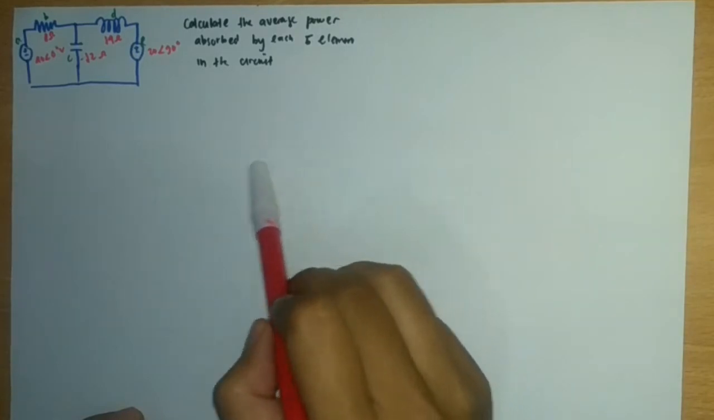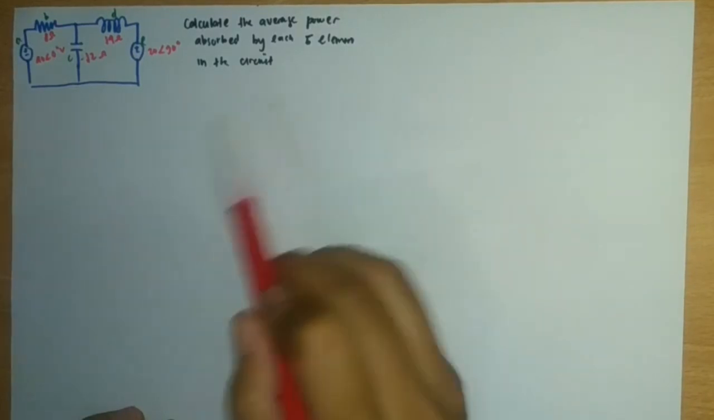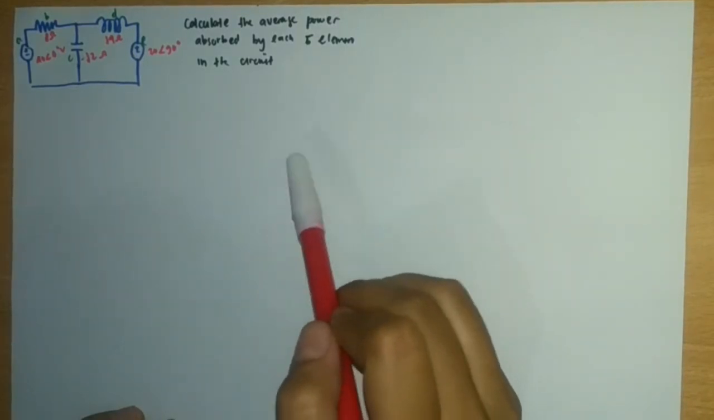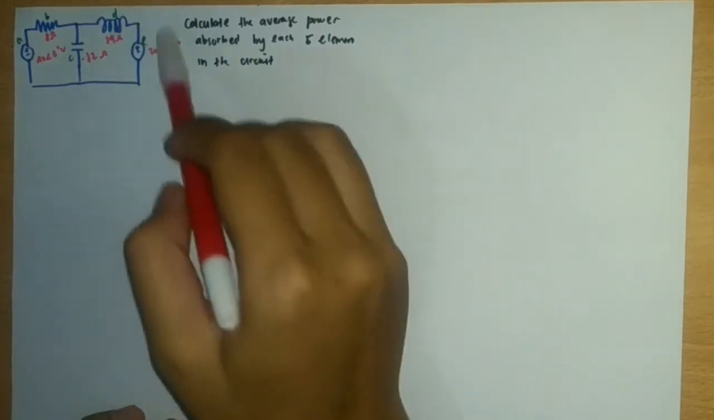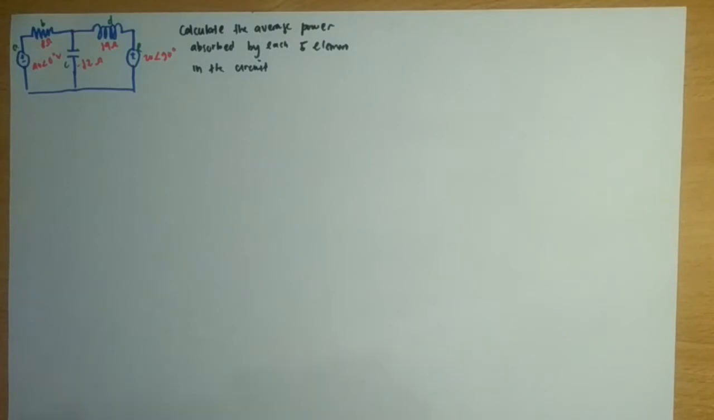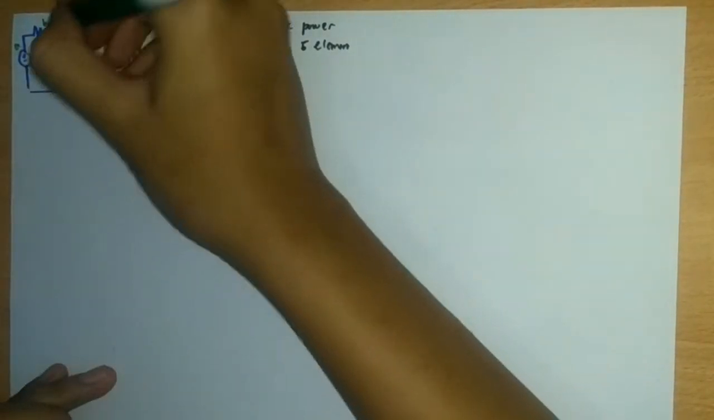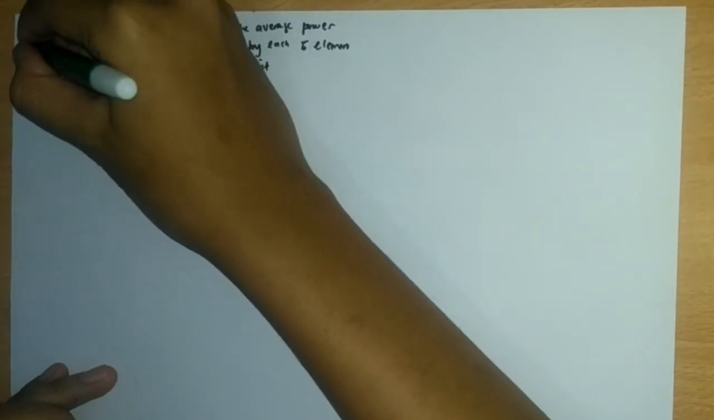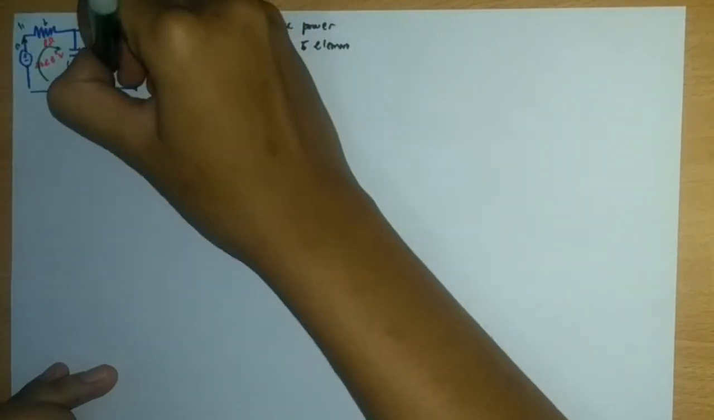But before we get into the calculation of the average power for each component, first we must know the amount of the current flowing in the circuit. So we use mesh analysis to solve it. This is mesh 1. Mesh 1's current flowing through is I1, and this is mesh 2.